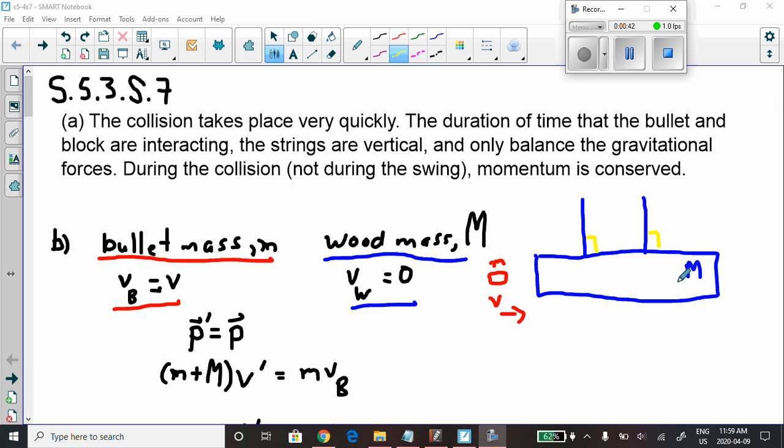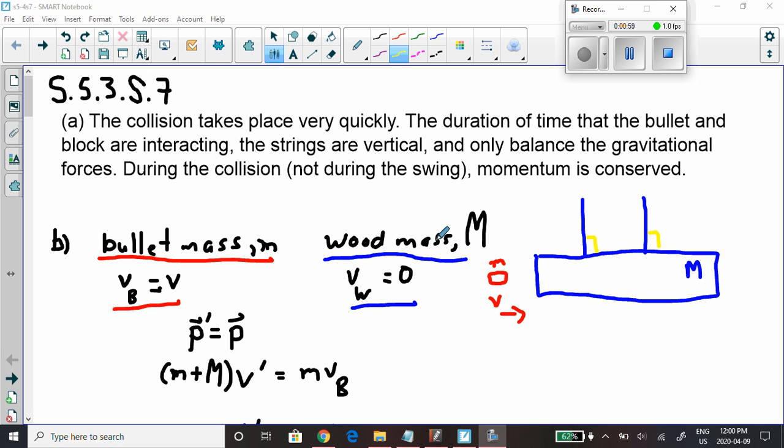So the first question is on page 253, section question 5.3, question 7. It says, explain why the horizontal momentum, and the key word there is horizontal, they even put it italicized, of the bullet-wood system is conserved during the collision, even though the strings exert tension force on the wood.